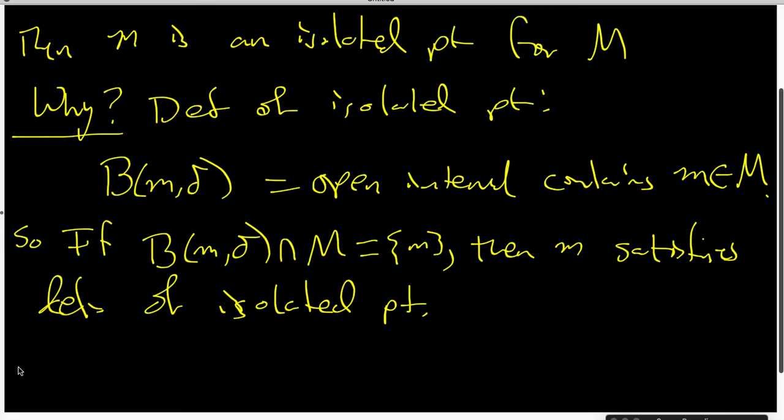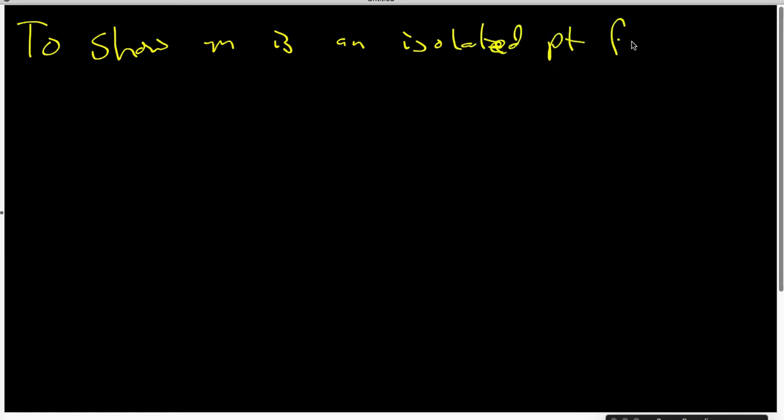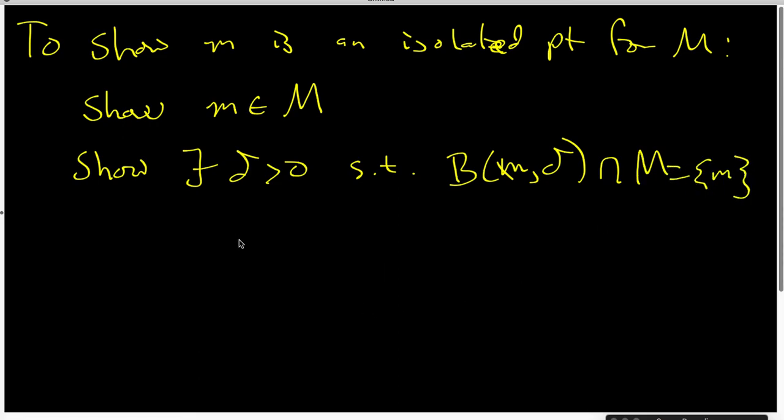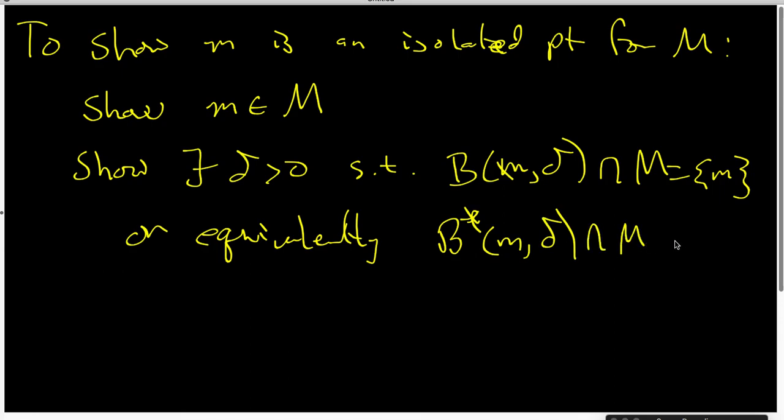What this means is that to show little m is an isolated point for capital M, we need to show, first of all, that little m does indeed belong to capital M, and then we need to show that there does exist a delta bigger than 0 such that the delta ball centered at m of radius delta intersected with set M is just that singleton set, or equivalently, we can show that the punctured delta ball intersected with M is the empty set.